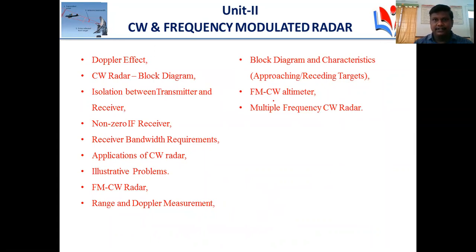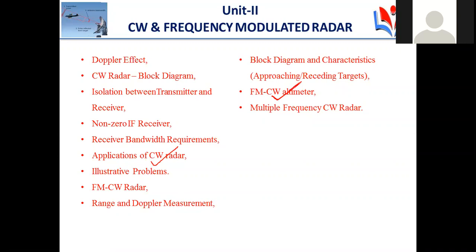So we have seen FMCW radar, where we can measure both relative velocity and range. But the drawback of continuous wave radar is that we can't measure the range of the target, only the relative velocity. That limitation is overcome by the FMCW radar.